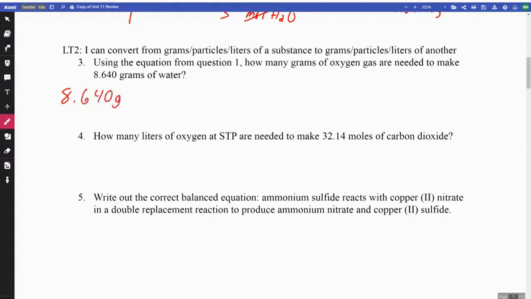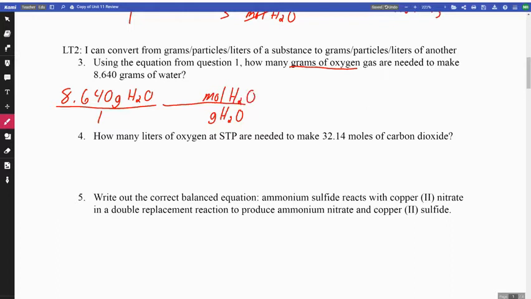8.640 grams of water over 1. We do our conversion factor. Okay, we do grams of H2O on the bottom because we want to cancel that out. All right, now our end goal is grams of oxygen. Now, we cannot go right from grams of H2O to grams of oxygen. We can convert grams of H2O to moles of H2O.